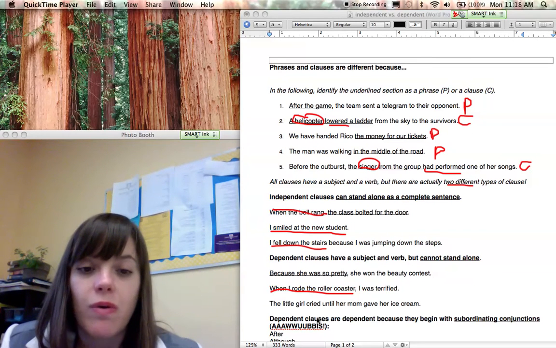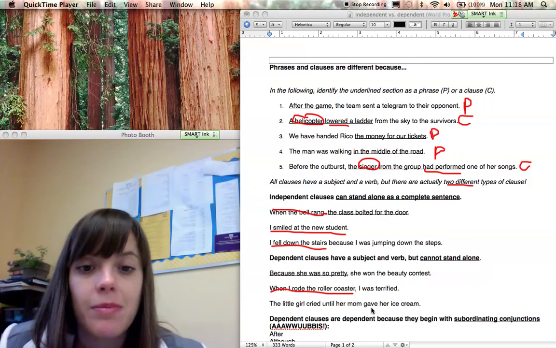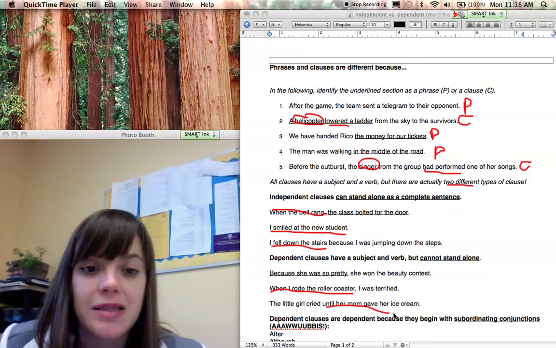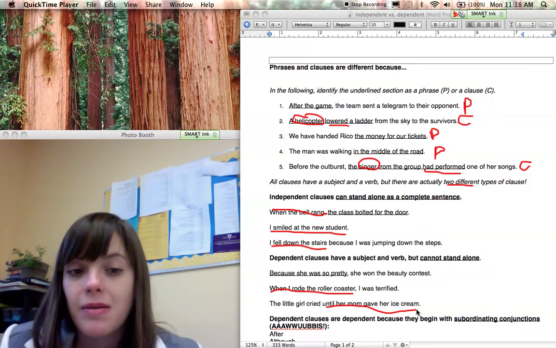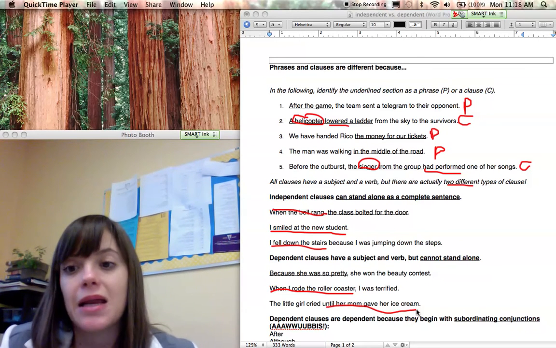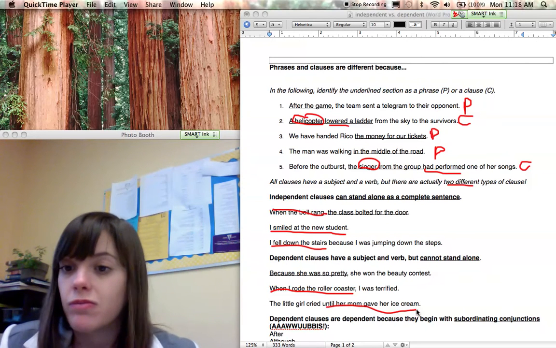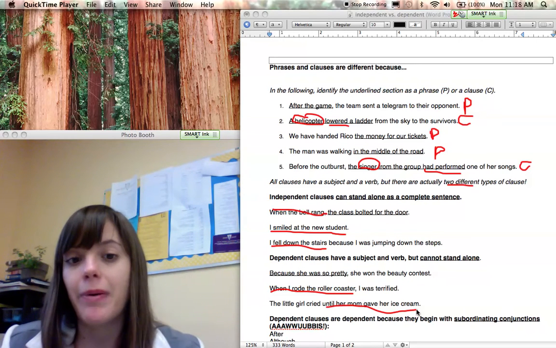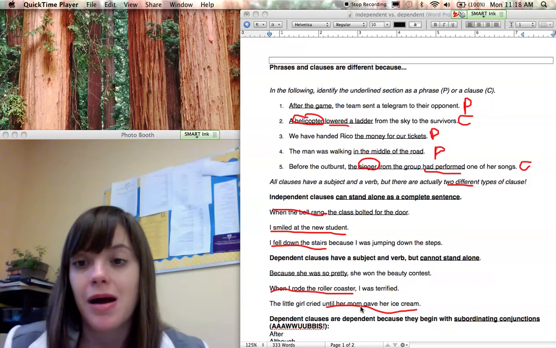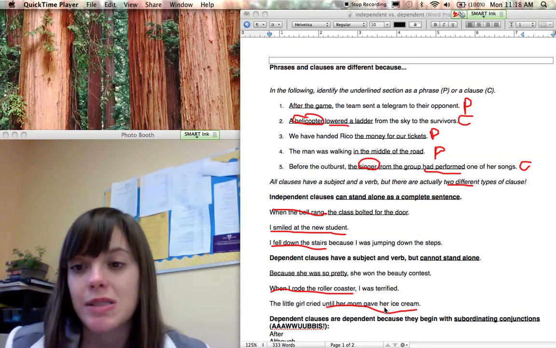The little girl cried until her mom gave her ice cream. So here, my dependent clause is going to be until her mom gave her ice cream. Because same thing, it can't stand alone. If I just say until her mom gave her ice cream, like what happened until then? All right, but I still have a subject, her mom, and a verb, gave, so it's still a clause.